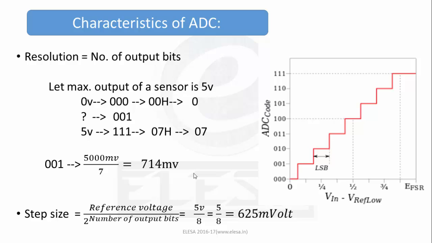But what does this indicate? This means that below 714 millivolt there is no change in output state until the input voltage goes beyond 714 millivolt. There is no change in the output. Meaning after every 714 millivolt there is a change in output state. Next is the step size. Step size depends on the reference voltage and the number of output bits, and it comes out to be 625 millivolt.